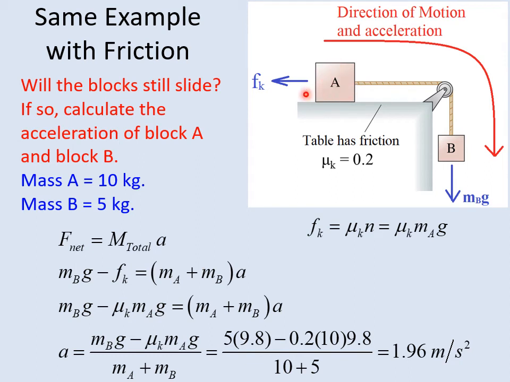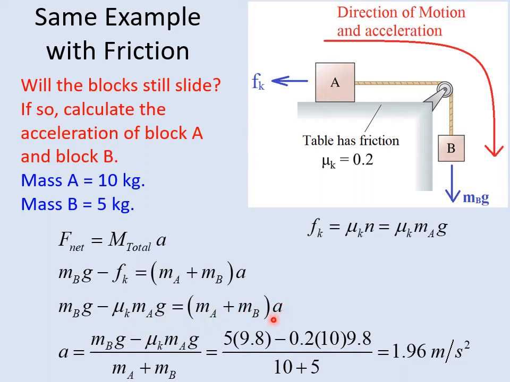All right, remember, block A is moving horizontally. It's not moving up or down. So the normal force on block A is equal to its weight. And its weight is m sub A times g. So here we have our total equation written out. This is Newton's second law. This is the net force on the left, and this is the mass times acceleration.